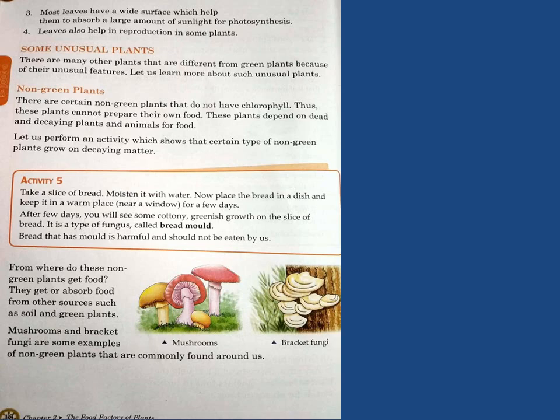Okay, so we will remember that the first one is making food for the plant. The second one is the respiration process. The third one is that the wide surface of a leaf helps to absorb sunlight. And the fourth one is that in some particular plants, specific ones, leaves also help in the process of reproduction. Okay, this is a very important part of our today's class.